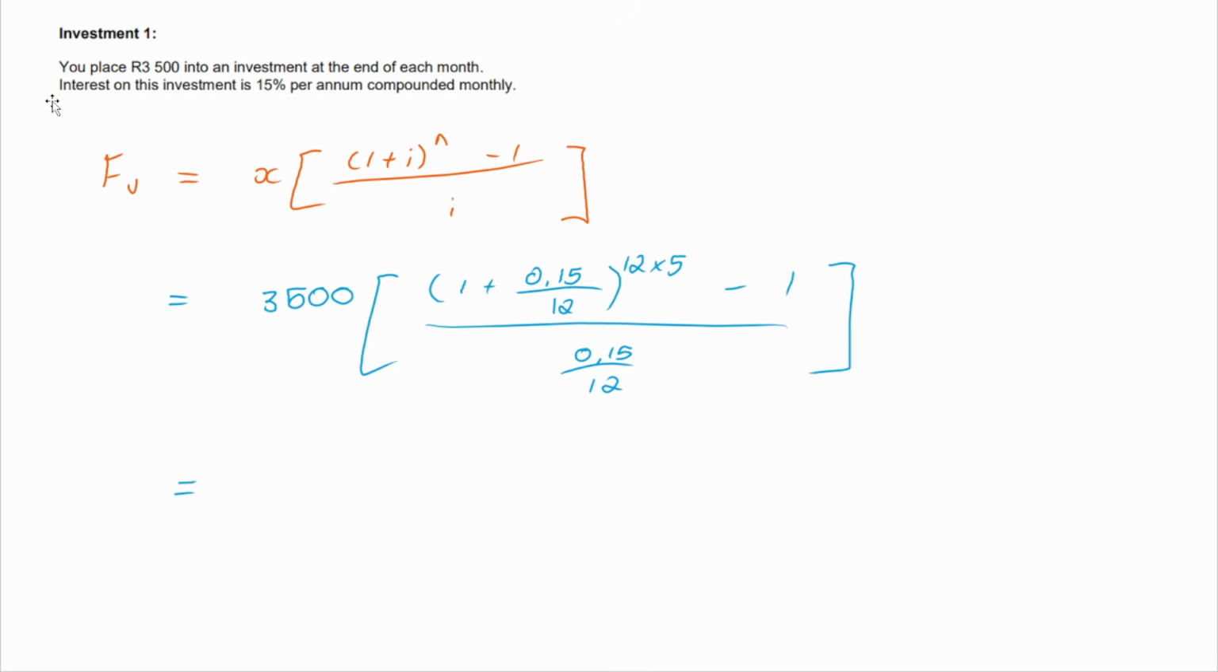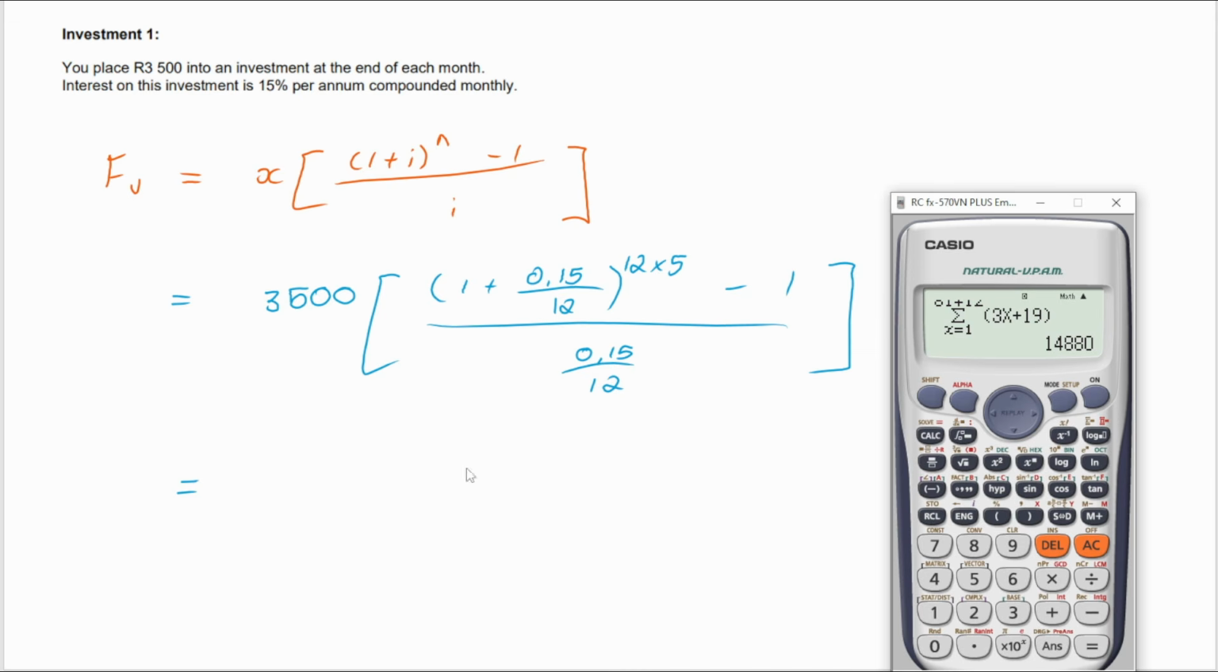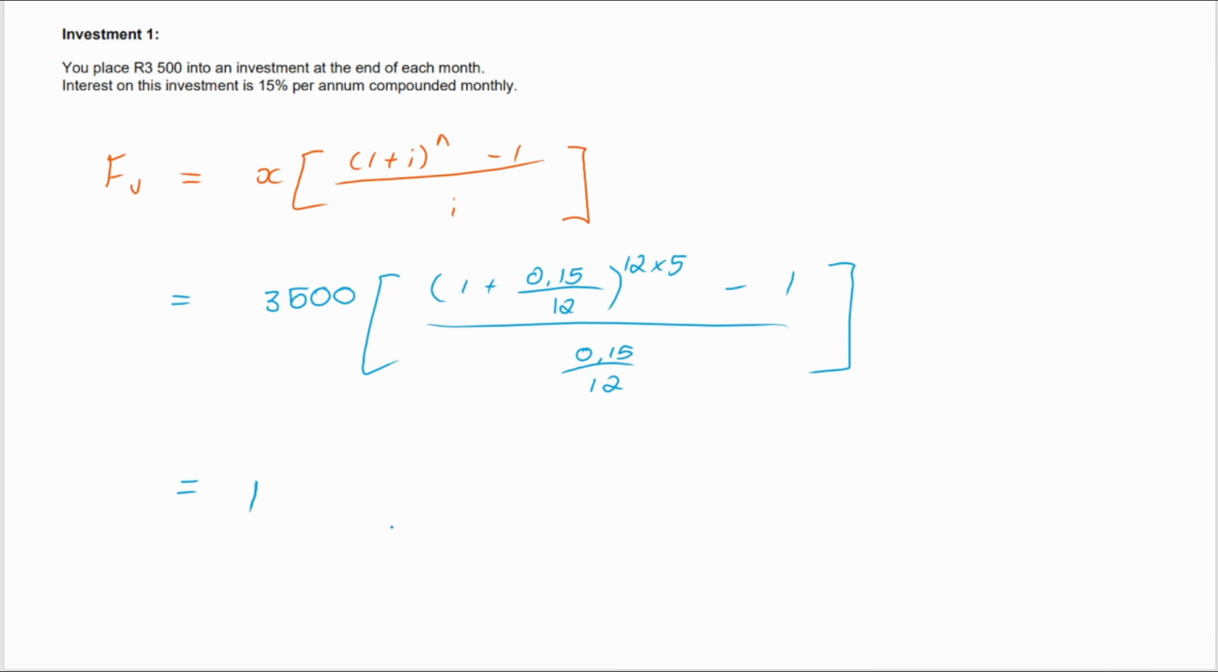Okay, and if we put all of this in the calculator, I'm going to show it all in the calculator. So 3,500, 1 plus 0.15 over 12, and then that's to the power of 12 times 5, minus 1. And then if we go down here, 0.15 divided by 12. Okay, close all of that. And we get 310,010.78, I believe. Okay, so to 2 decimal places, it is 310,010.78.